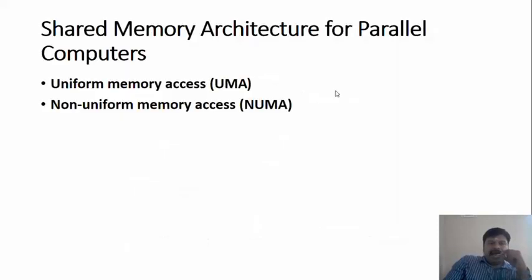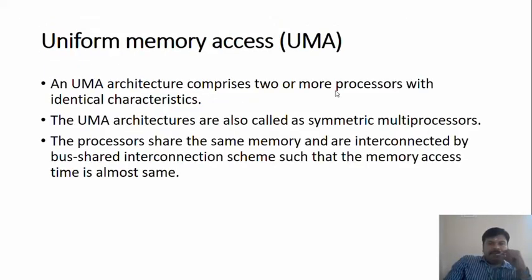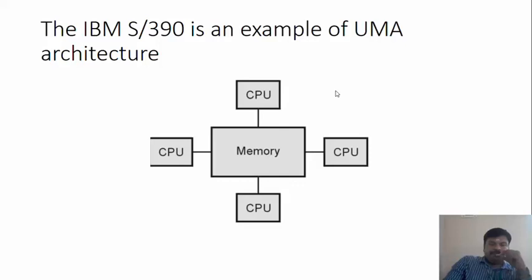Next we go for the shared memory architecture in parallel processing. How is the memory shared? It depends on 2 types: uniform memory access and non-uniform memory access. Uniform memory access comprises 2 or more processors with identical characteristics. UMA architecture is also called symmetric multiprocessor. The processors share the same memory and are connected by a shared bus interconnection scheme such that memory access time is almost the same. You can see the diagram here.